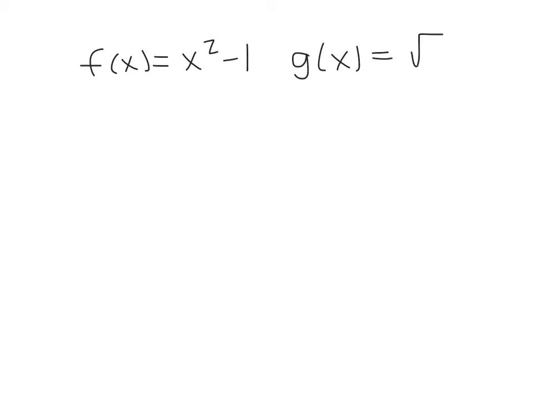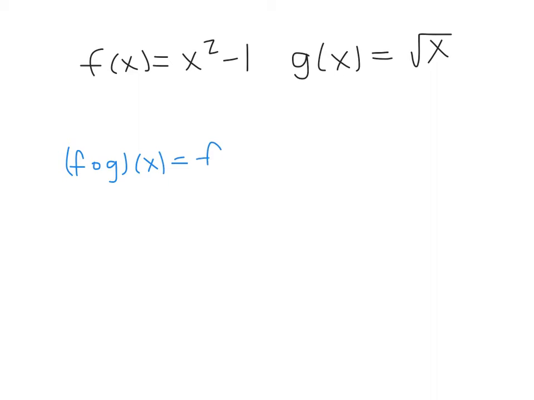All right, let's look at another example. We're going to take f of x equals x squared minus 1, and g of x is square root of x. Let's find f composed with g of x.